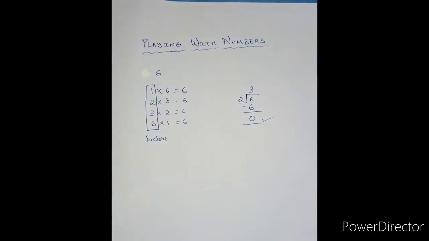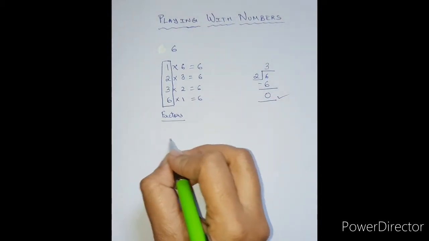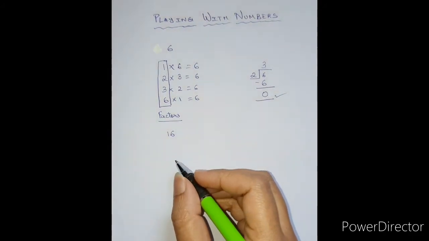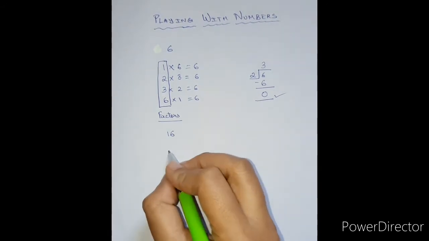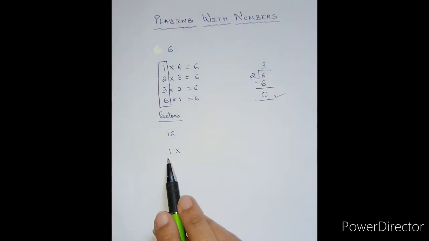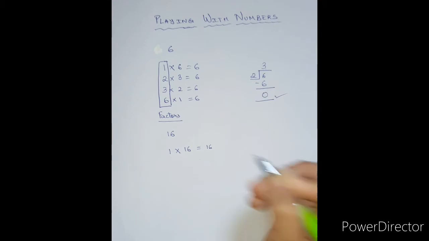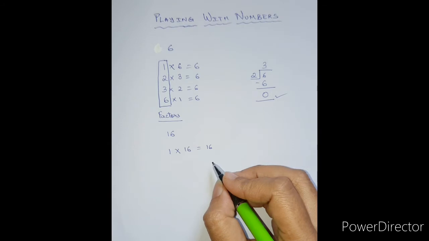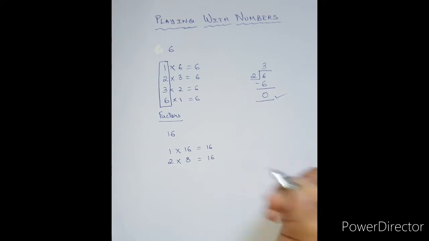Let us take one more example for factors. Let's take the number 16 and find its factors. Always start with the table of 1, and 1 is a factor for all numbers. 1 16s gives me 16. What about the next table? 2, will it have 16 in it? Yes. How many times? 2 8s gives me 16.